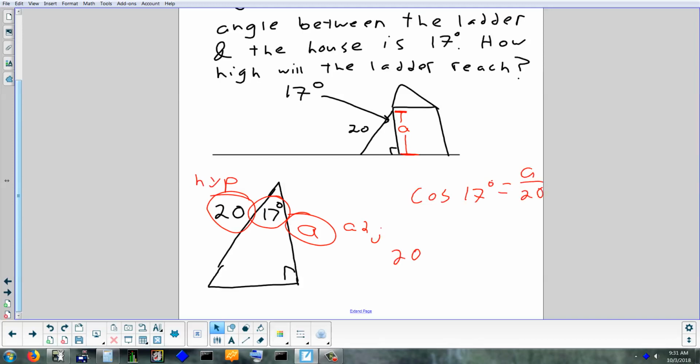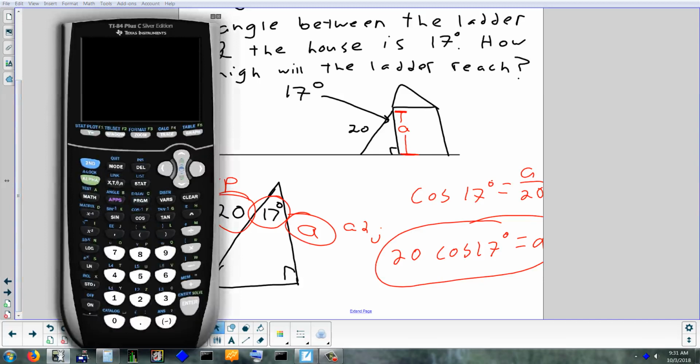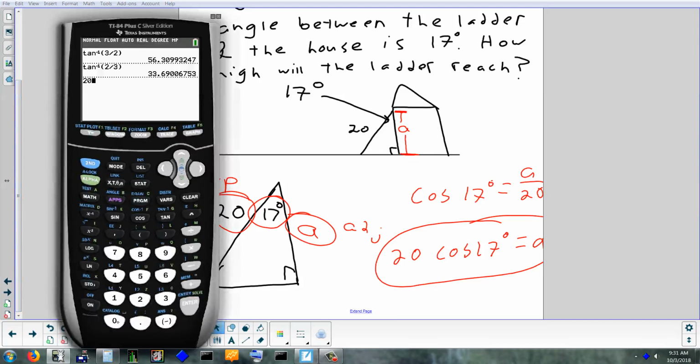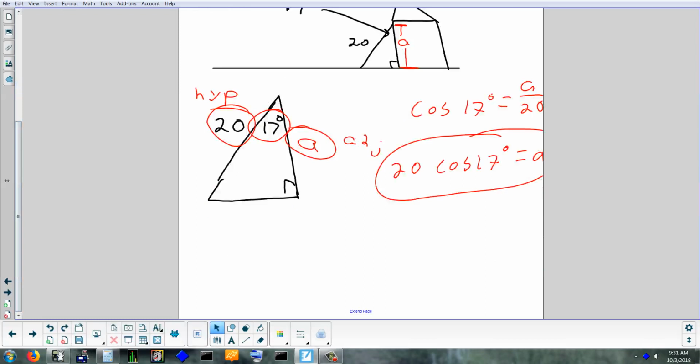Multiply both sides by 20. And that is how high the ladder will reach up the house. So 20 cosine 17. So it reaches up pretty high, about 19.1 feet.